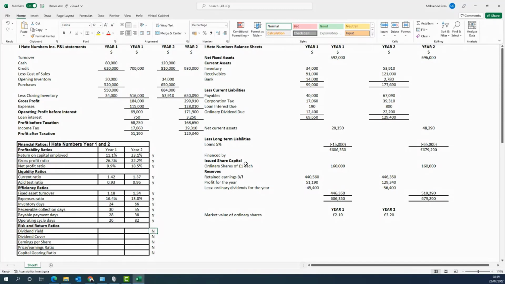Now let's have a look at the last quadrant, and this is the risk and return ratios. These ratios are more relevant if you've got a public quoted company, because some of these statistics will not be available to private companies. Let's work them out and let's comment on what they mean.